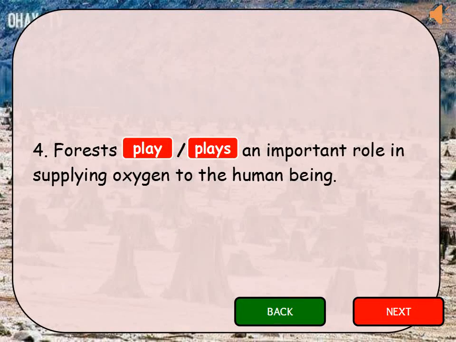Question 4. Forests plays or play an important role in supplying oxygen to the human being. 5 seconds for your answer, please. Correct. Forests indicates that it is actually a plural subject, so the verb cannot be added with s. Therefore, it should be forests play. Well then, now let's move on to the next question.